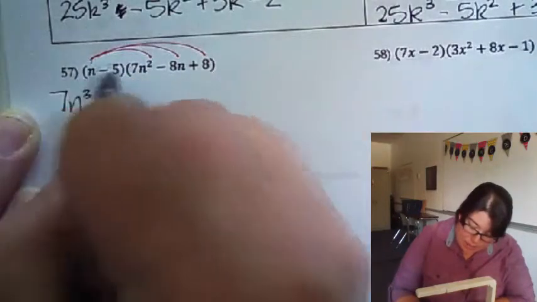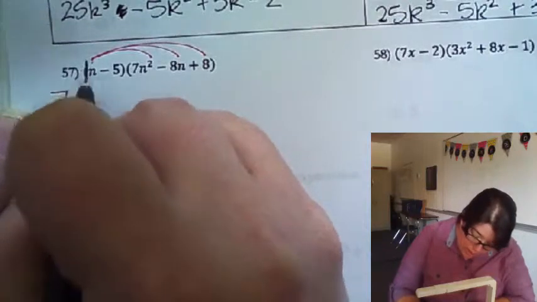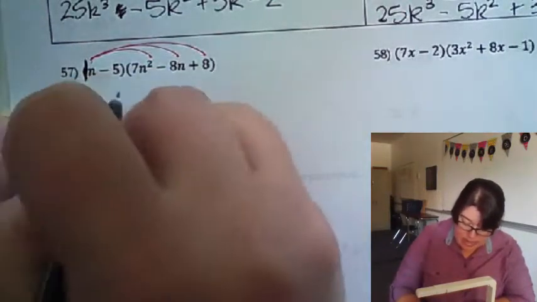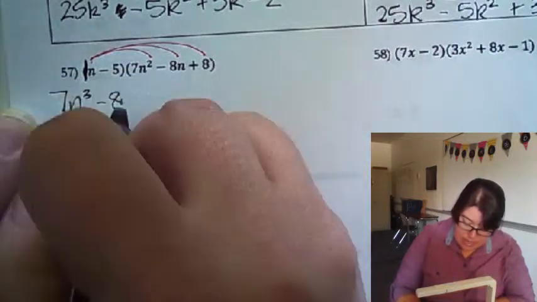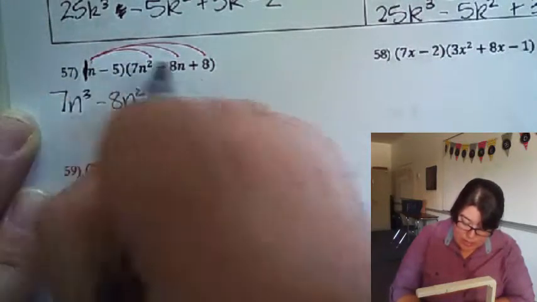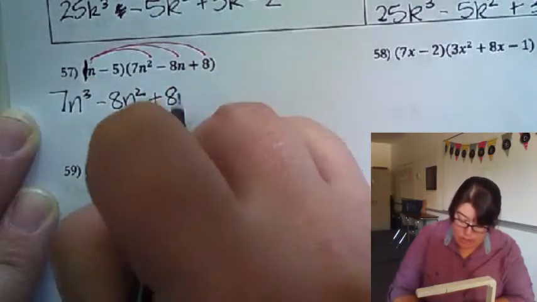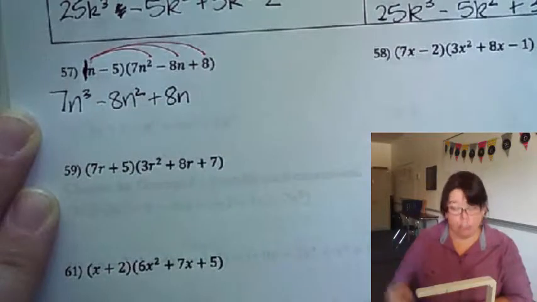Now n times, or 1, because remember there's a 1 here. I keep forgetting to say that, so I'll write it in. 1 times negative 8 is negative 8. N times n is n squared. 1 times positive 8 is positive 8. And n times, there's nothing there, is just n. So that takes care of my first term.